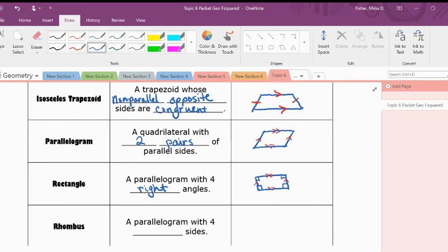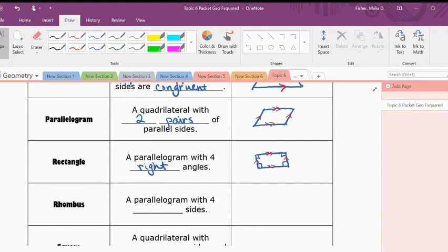A rhombus is a parallelogram with 4 congruent sides. So it's a parallelogram, and so they're parallel, but they're also congruent, all 4 sides, and then these are also parallel.